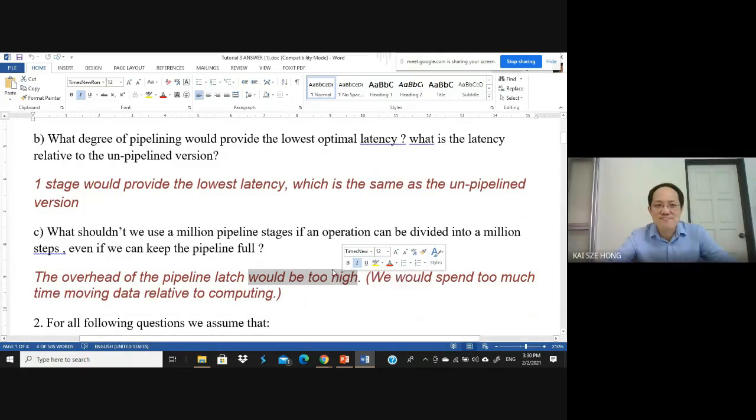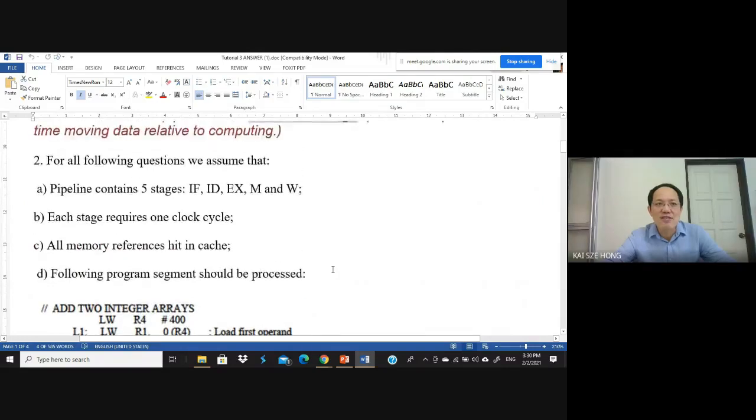So next. Okay, now we have this second question. For all following questions, we assume that pipelines contain 5 stages. This is a very standard one: instruction fetch, instruction decode, execution, memory access, and write back. Each stage requires 1 clock cycle. Each one of them requires 1 clock cycle, which means one instruction needs 5 clock cycles.